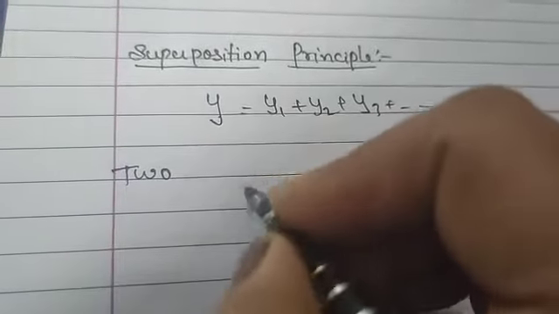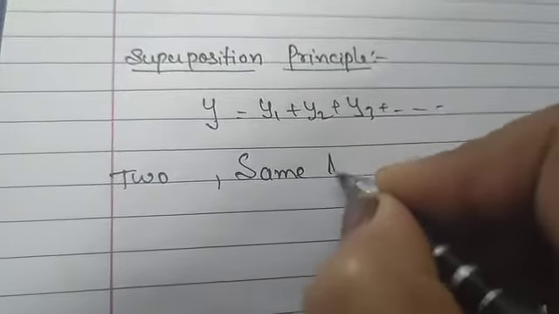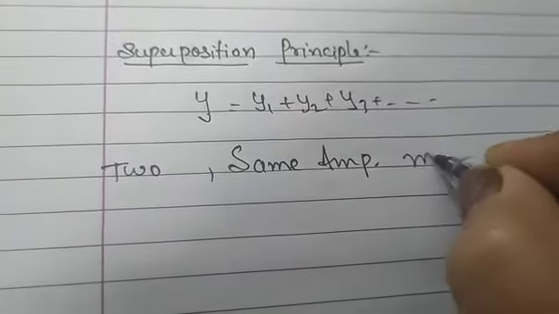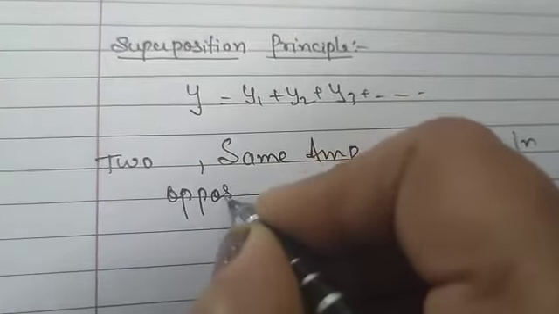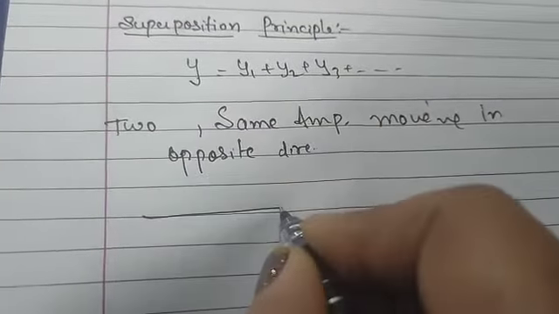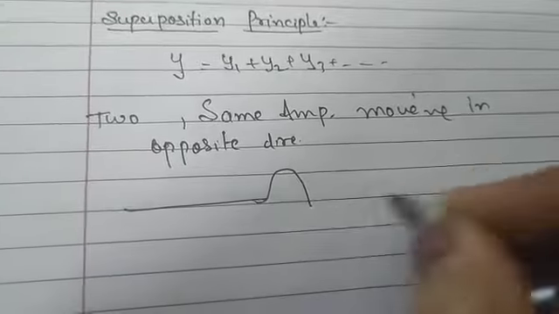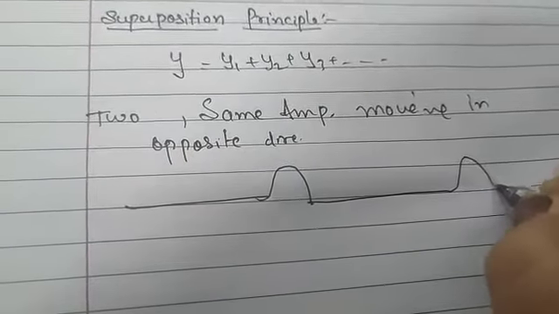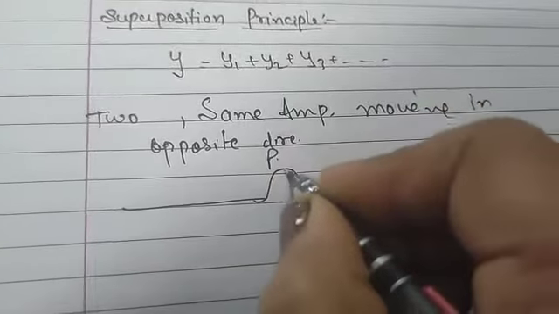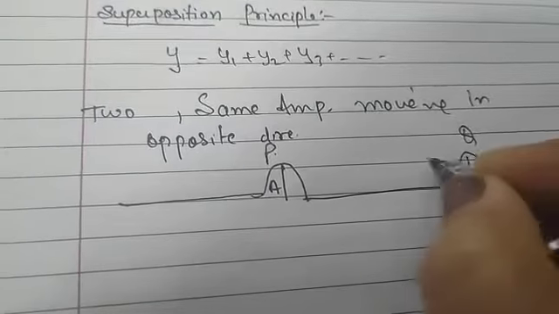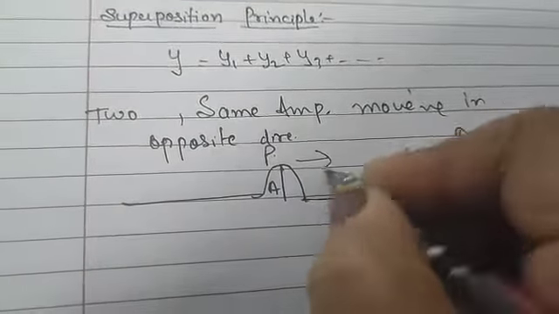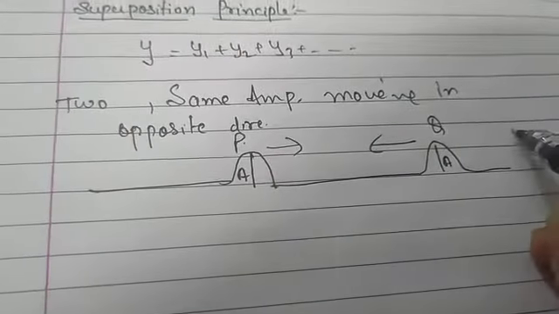Now let us consider, for example, two waves which have the same amplitude, moving in opposite directions to each other, as shown. Suppose we have a wave pulse P of amplitude A, and another wave pulse Q of amplitude A. These are moving in opposite directions like this. Let us consider these two wave pulses at an instant of time t.